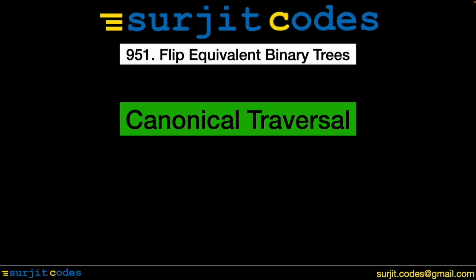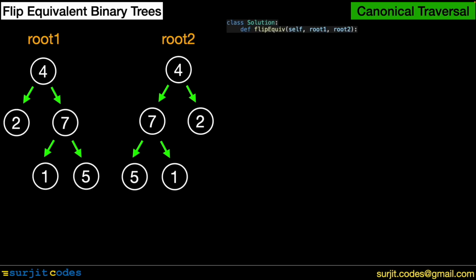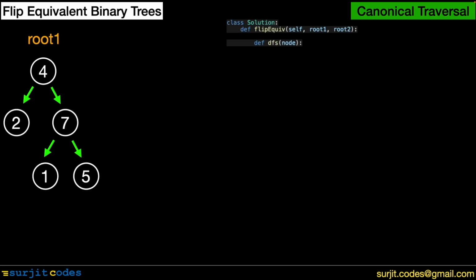We will traverse the two trees in such a way that the child with smaller val is traversed before the one with bigger val, and therefore the traversal result will be same for all the flip equivalent binary trees. Let us understand this with the help of an example. We are given these two trees. Let us consider the first tree and understand how we can use generators to produce iterables. Here we will implement DFS as a generator.